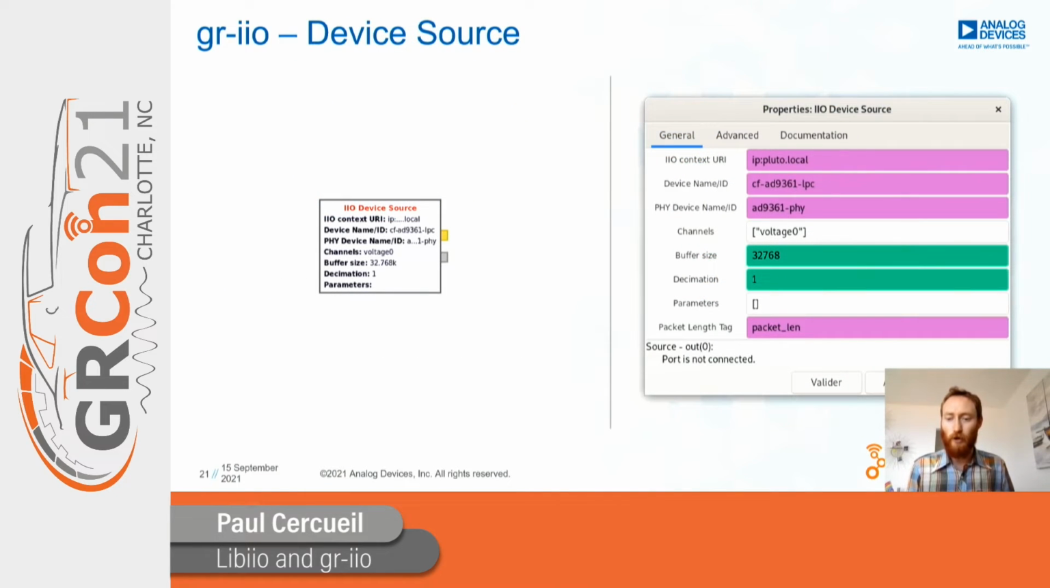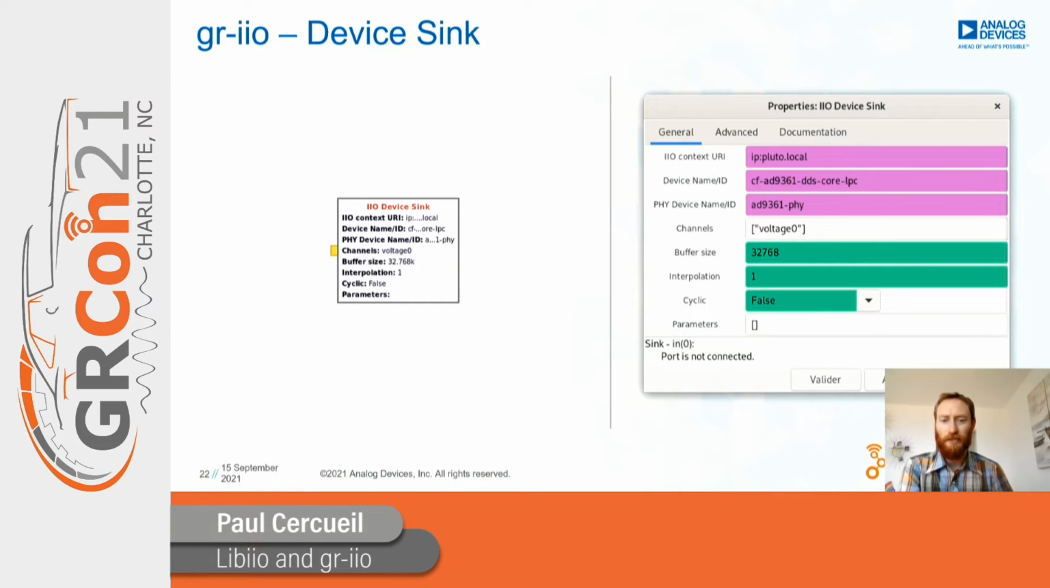In gr-iio, you have a couple of blocks. You have, for instance, the IIO device source block, which is the block that allows you to receive samples from any IIO device that supports the dev interface. And here, for instance, as you can see in the properties, we just set the URI, the device name that we want to read samples from, the channel, and then the data is going to flow through the output of the block. The IIO device sink is basically the exact same. You just set the URI, the device name, the name of the channel, and you can upload samples to the IIO device.